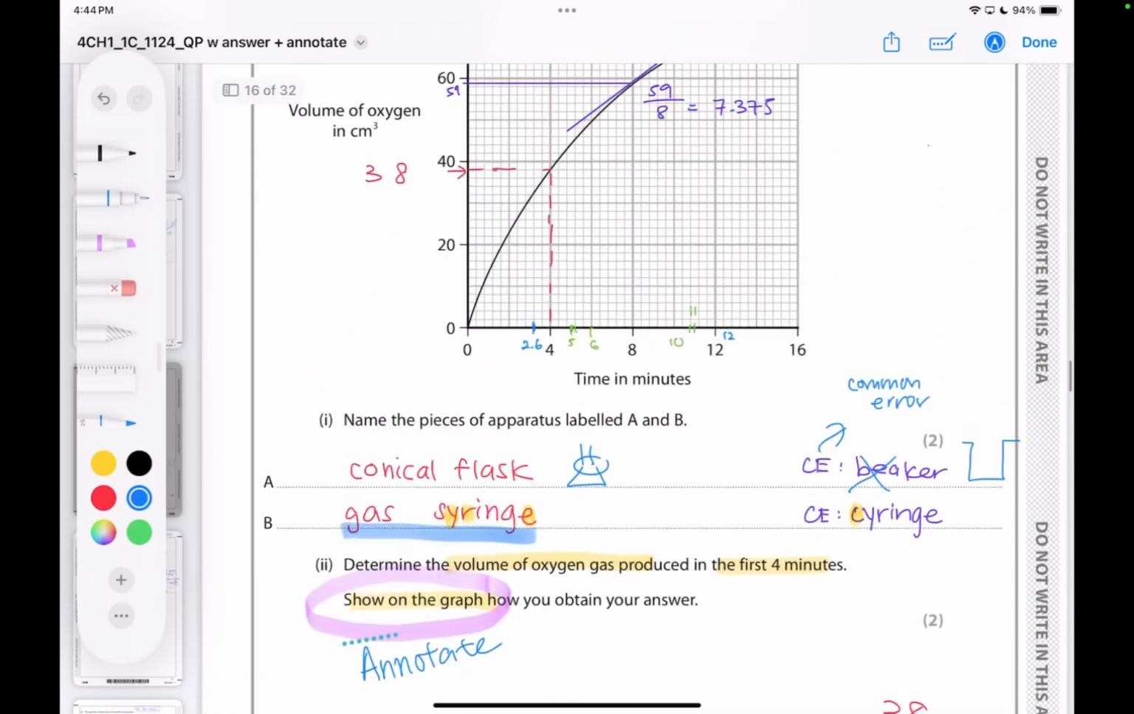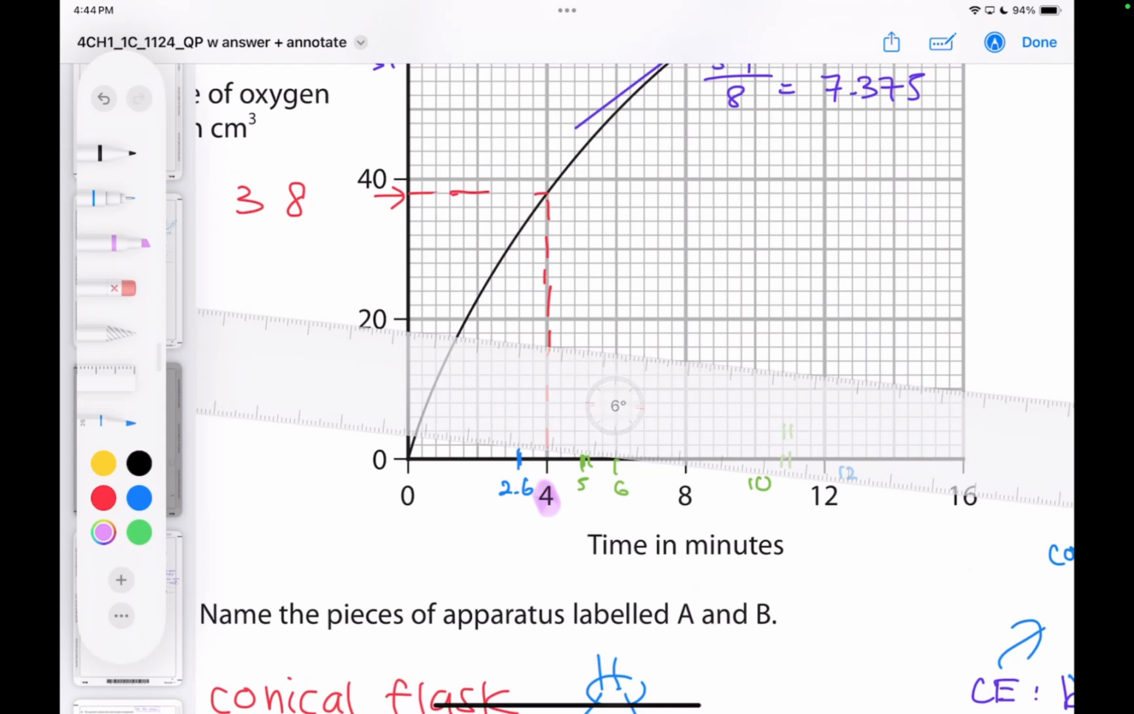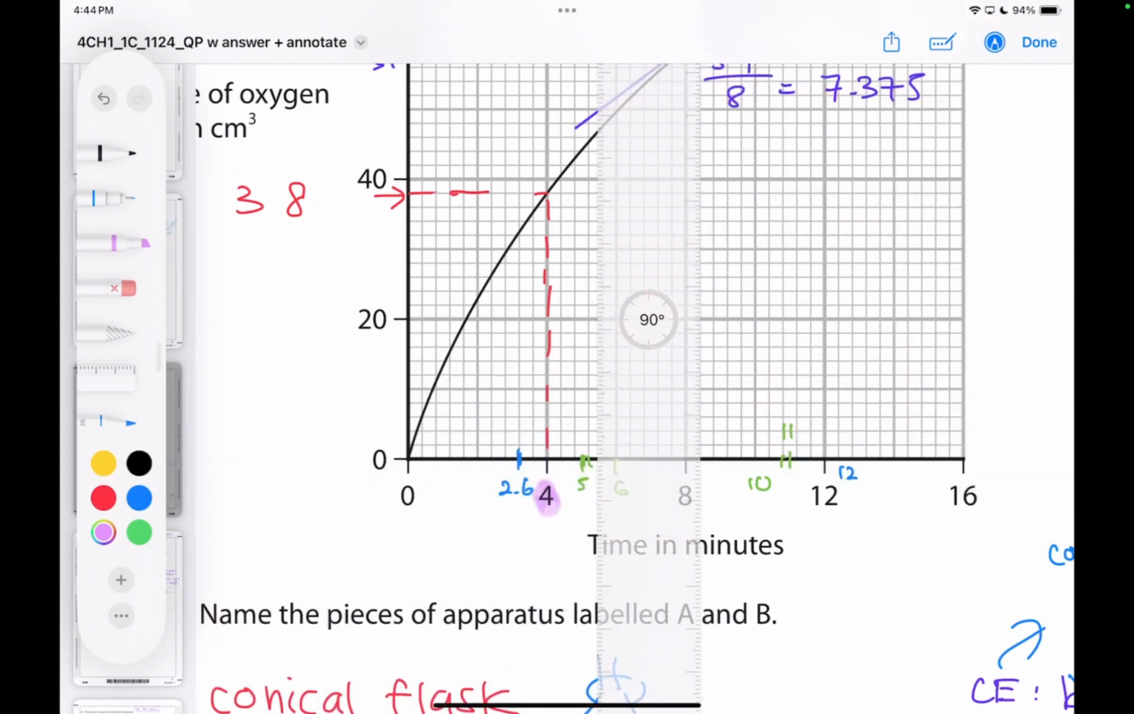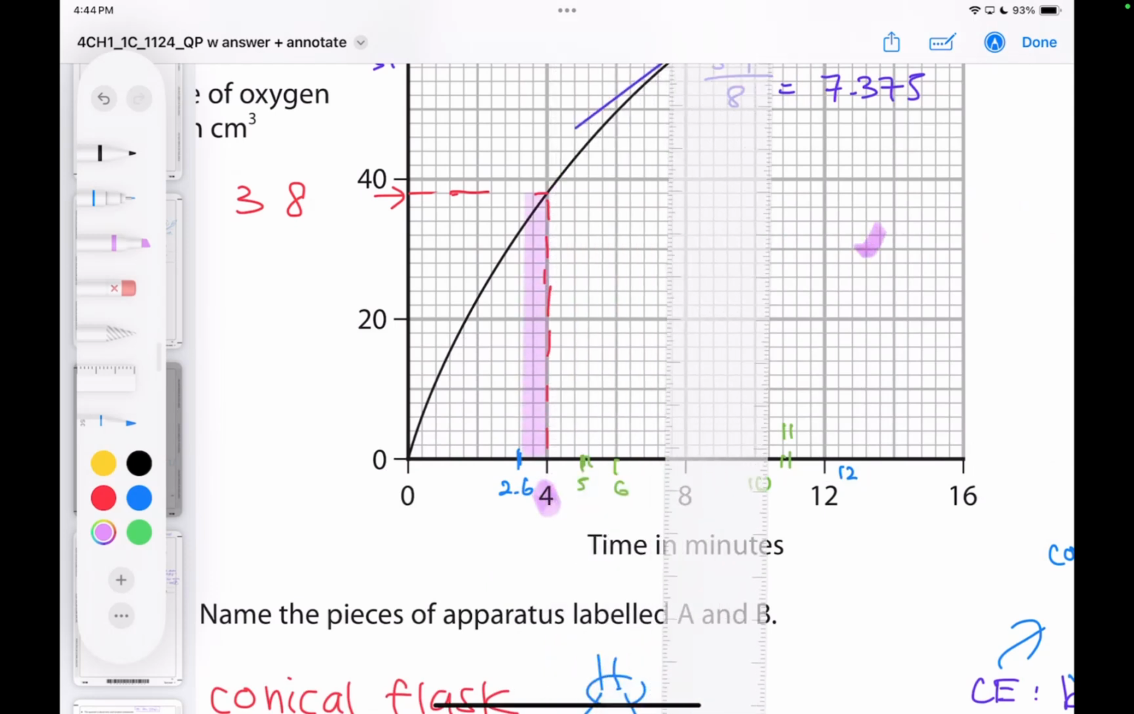Okay, so how do we do this? If you look at the 4th minute here, what you do is take your ruler and arrange it in such a way. Look at the 4th minute and then draw a dotted line. When it hits the curve, that's when you read on the left, and you should get a reading of around 38 in this case.